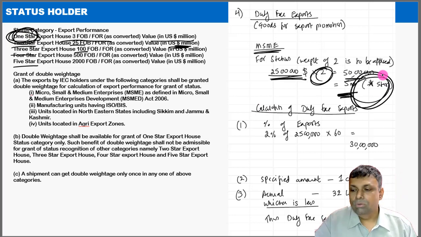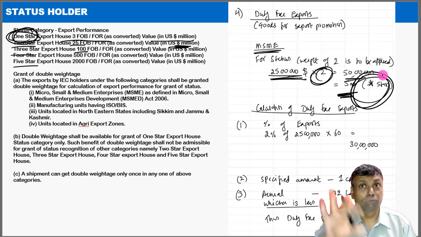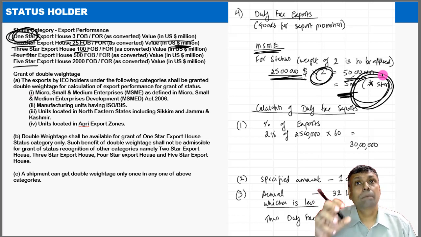Okay. So the moment you prove that you are an MSME, your export performance will be multiplied by double only for the star rating, and once you become a star holder, that means you become a status holder, you are eligible for this particular scheme.